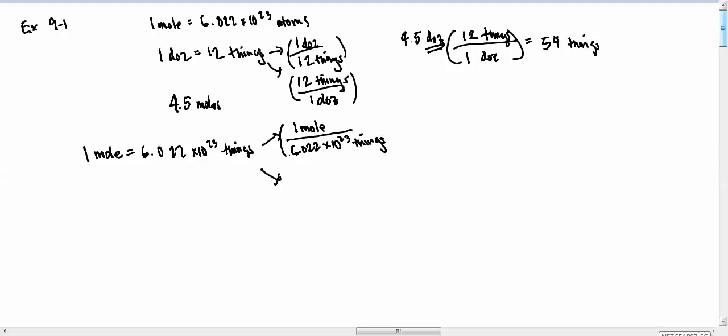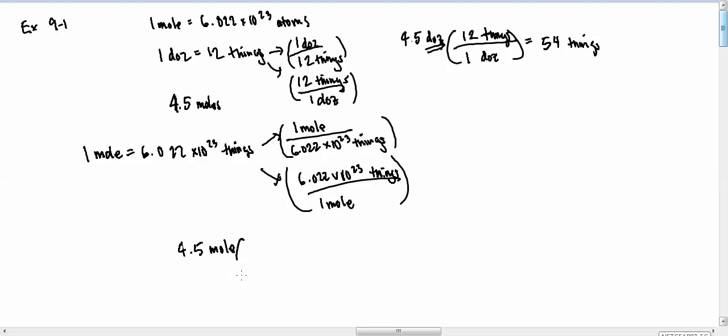Or the other fraction you can have is the 6.022 times 10 to the 23rd power on top, and then you have the things and the moles on the bottom. And the question is, which fraction do you use? Well, we're starting off with the number 4.5 moles. So you do the same thing here. I want the moles on the bottom and the associated helium atoms up on top. I'm just going to put He atoms.